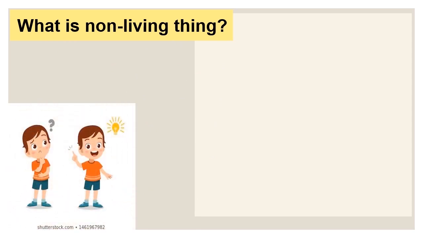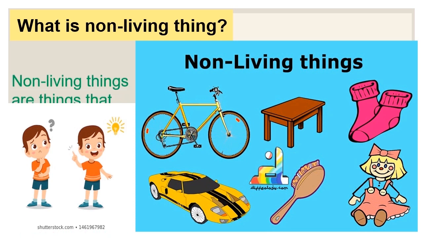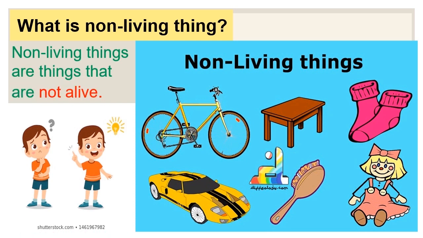So non-living things, like in this picture, this example. What can you say about non-living things? Look at that. Think about that. What can you say about non-living things? Can you guess that? Alright, so let's look at that. Non-living things are things that are not alive. There is no life in them. So we call that non-living things.